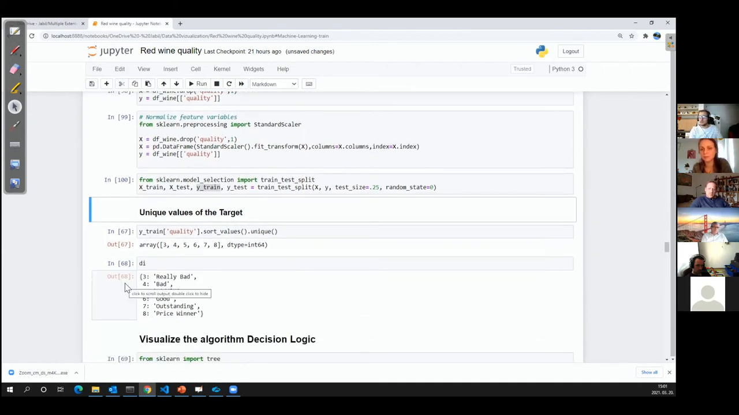And interruption. Yes? That was a question from Marta. No worries, I'm here to help. Is there a basic formula for calculating the quality parameter based on the others? This is the question.